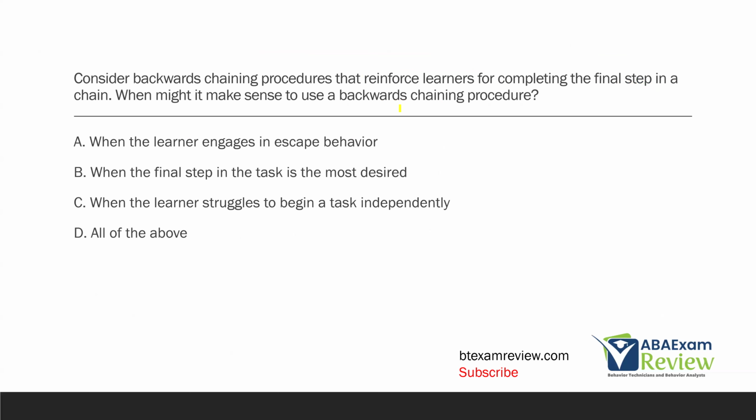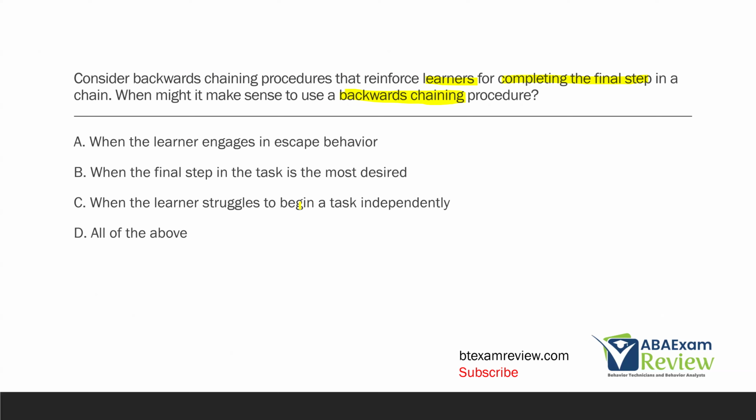Consider backwards chaining procedures that reinforce learners for completing the final step in a chain. When might it make sense to use a backwards chaining procedure? When we use chaining, you are typically going to use forward or total task chaining. It's just typically how we teach. Backwards chaining is an alternative given certain situations. When we think about backwards chaining, we are prompting a learner through the whole chain and then reinforcing for the final step. Why might we do that? What benefit would backwards chaining possibly have?